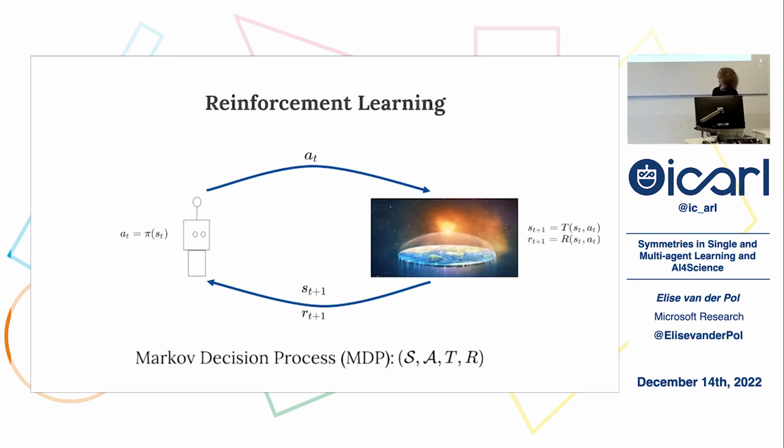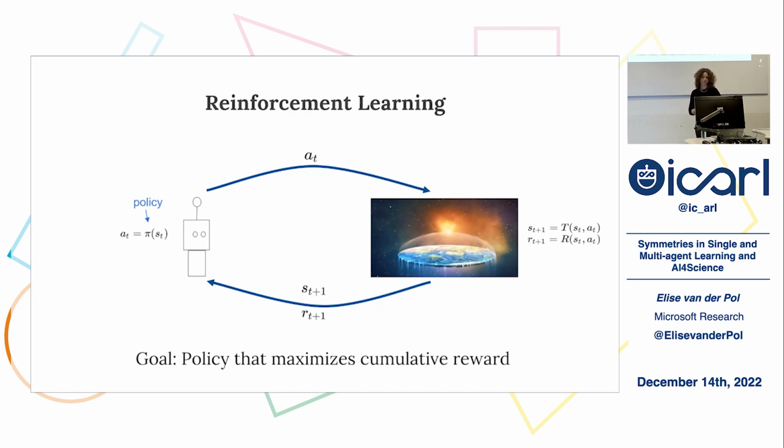So this is the notation that I will be using today. I'm mostly going to be basing everything on the Markov decision process, or MDP, where we have a space of states, a space of actions, a transition function that gives you the next state for a given state action pair, stochastically or deterministically, and a reward function that for a given state action pair gives you a reward, deterministically or stochastically. And the goal of reinforcement learning is to find some policy that maximizes the cumulative reward over time.